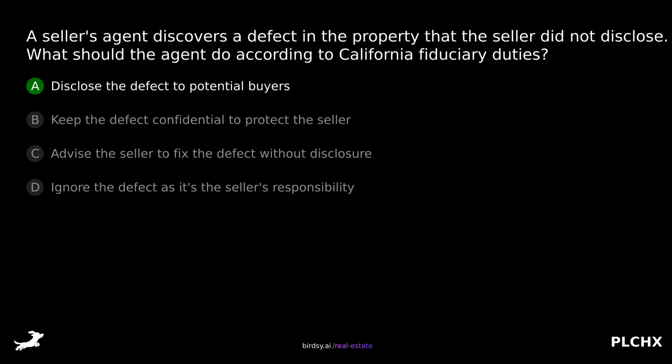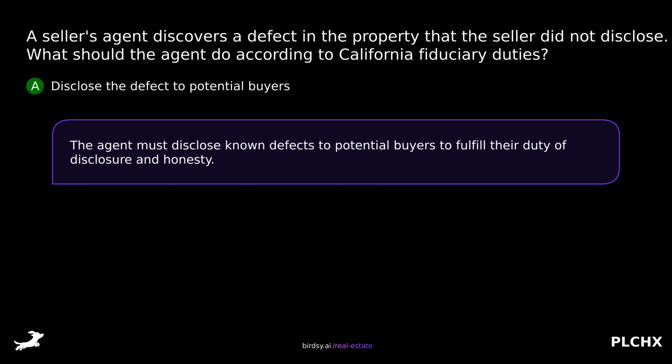The answer is A, disclose the defect to potential buyers. The agent must disclose known defects to potential buyers to fulfill their duty of disclosure and honesty.